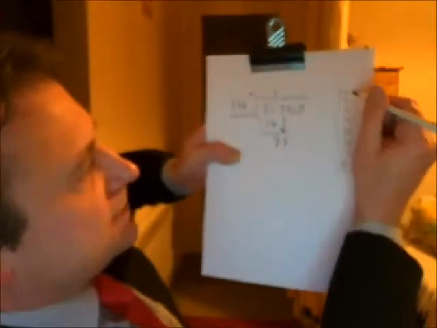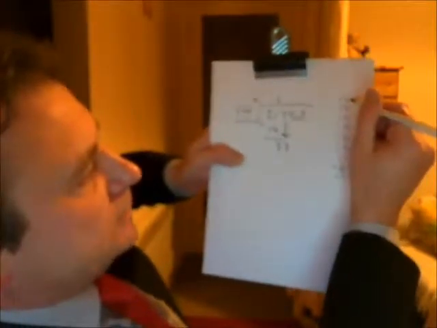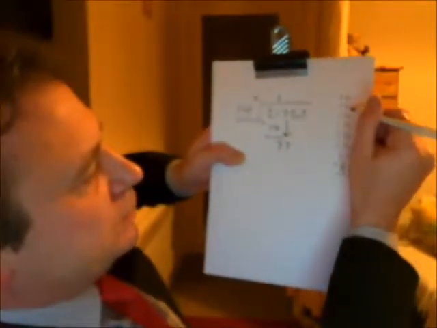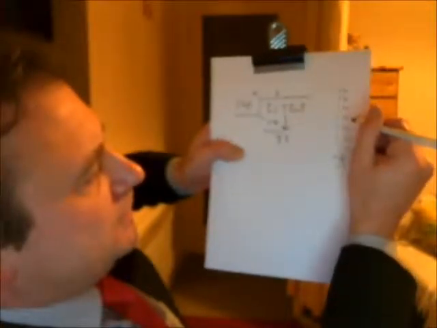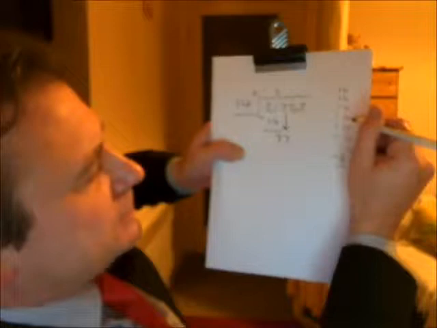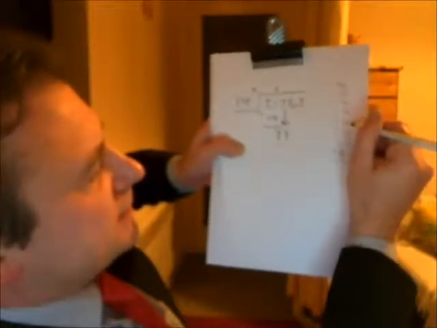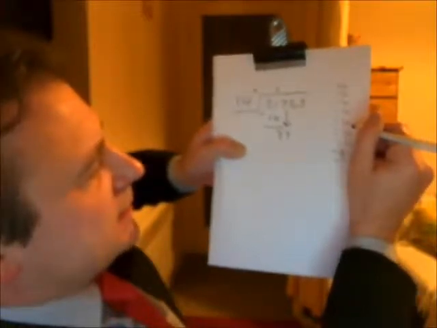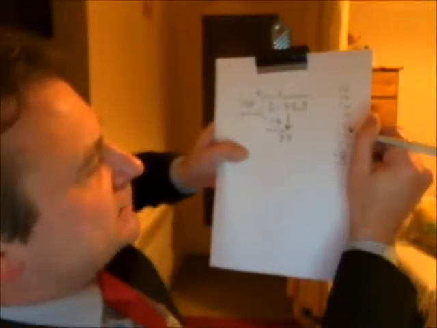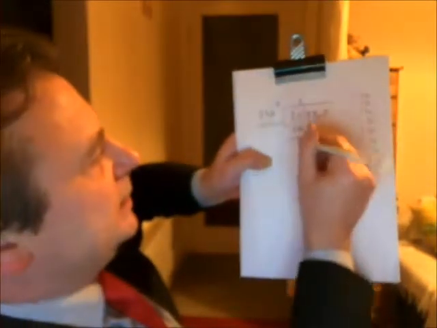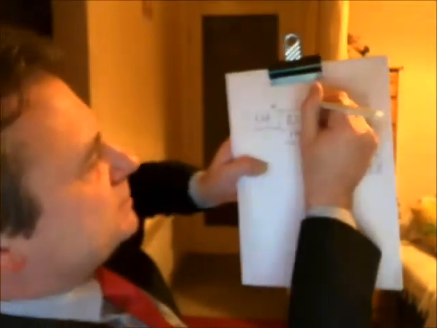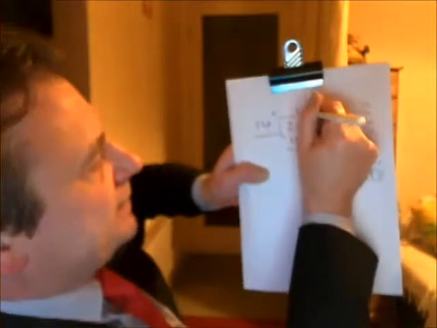Basically, this is how I do it. 14, 28, 38, 42, 46, 56, 60, 70, 71, 2, 3, 4, 5. We know that 14 goes into 77 5 times.